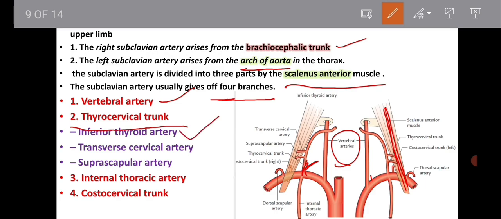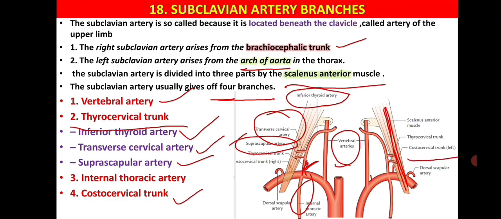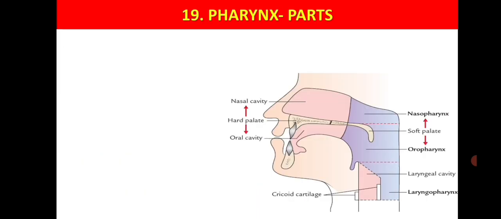Inferior thyroid artery, going upward, supplies the thyroid gland, and transverse cervical artery, which is located transversely, and suprascapular artery. So these are the three branches of the thyrocervical trunk. Then the third branch is the internal thoracic artery, which goes down. And the fourth branch is the costocervical trunk. So these are the subclavian artery branches.